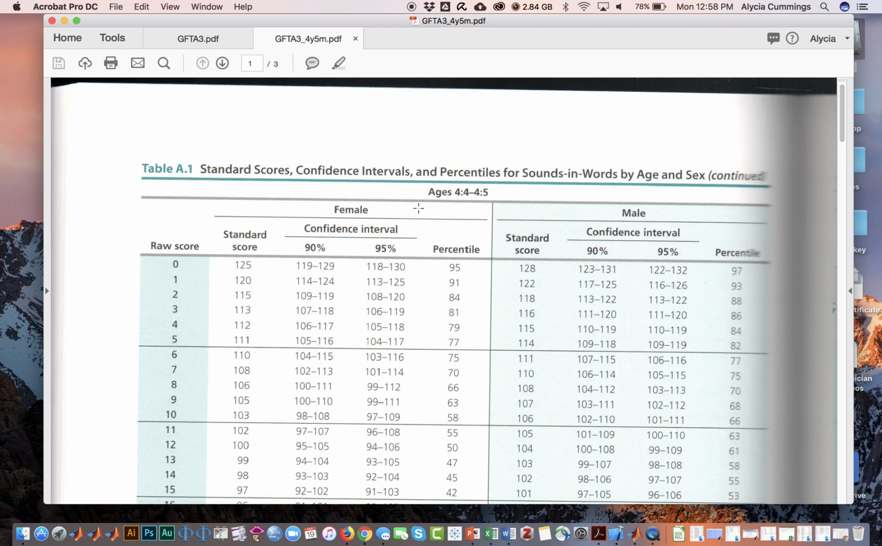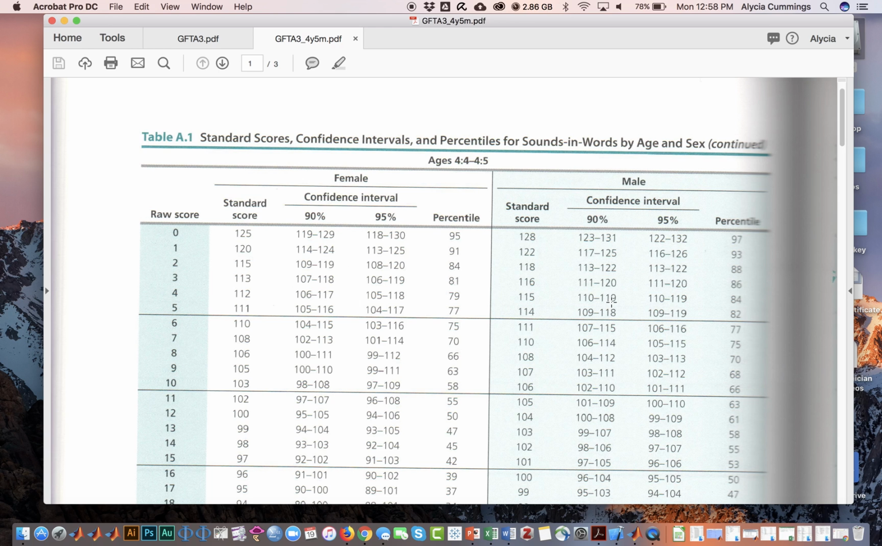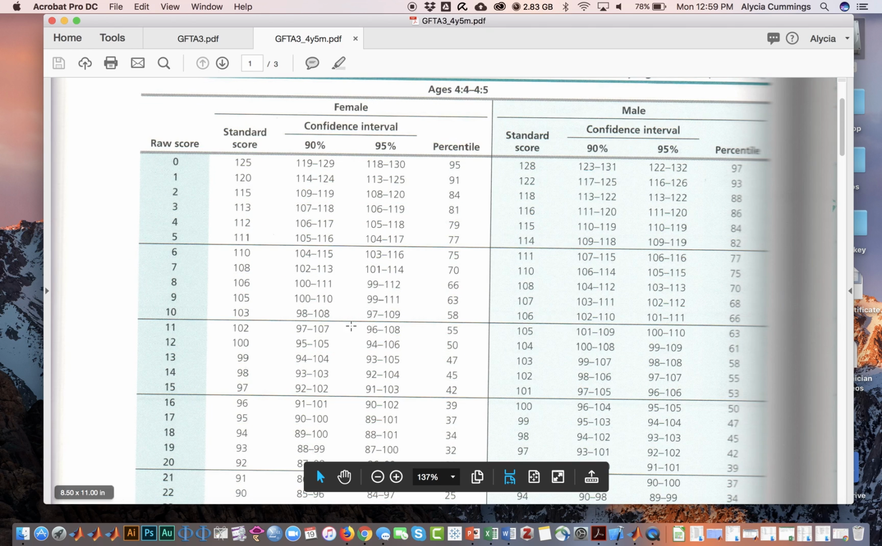Goldman-Fristoe separates out female and male scores. I've seen lots of students miss that. So just note females on the left, males on the right, and you got your raw score again in terms of number of errors. I'll leave it up here so we can look at the ratings. So if they had 18 errors, female would be a 94, male would be a 98 standard score. So you can see that the males are given the benefit of the doubt and are allowed to have a few more errors.